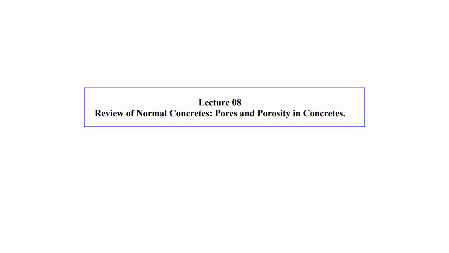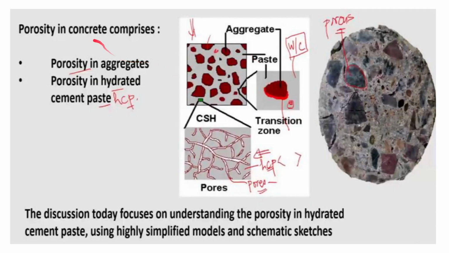Okay, so let us come to the next lecture. In this lecture we will study about the pores and the porosity: how to measure porosity and what are the pores present inside concrete. So porosity, as we discussed previously, in concrete is present mainly in two parts. One is the porosity that is present inside the aggregates, and second is the porosity which is present in HCP. HCP is nothing but hydrated cement paste.